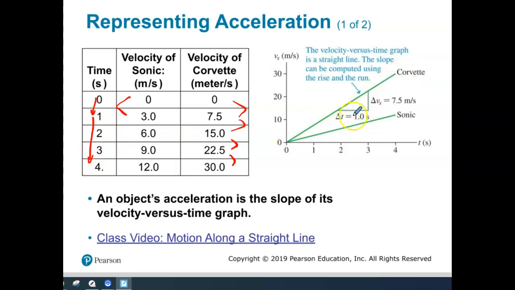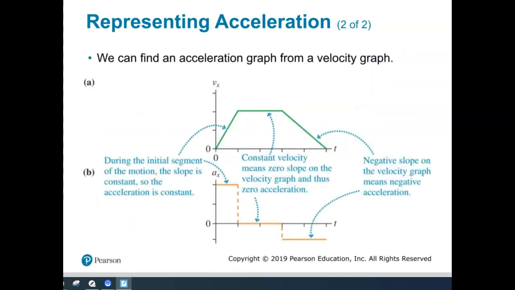And we did this with the graphs. So the Corvette versus the Sonic. The Corvette has a greater slope, which means it has a greater acceleration. So it reaches the speed more rapidly. Again, there are links here that if you want to look at the videos to help you in your Google Slides, you can.